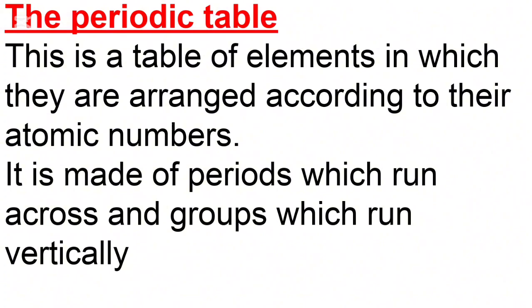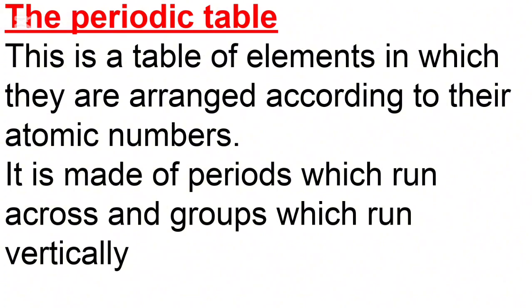It is made up of periods which run across and groups which run vertically. So the periods are the ones which move horizontally. As the elements arrange themselves, the ones which move horizontally are the periods. Then we have the groups.